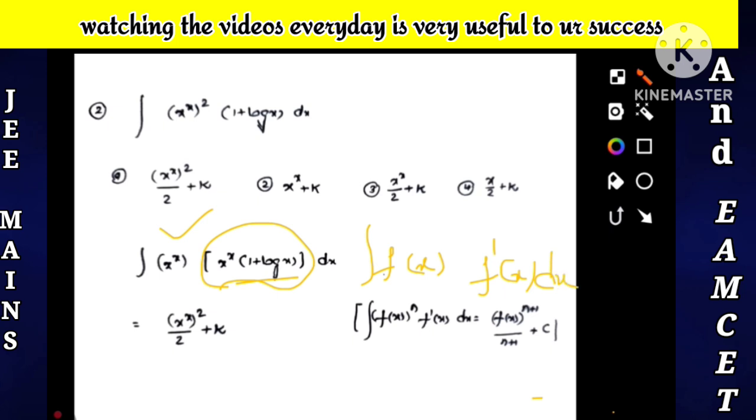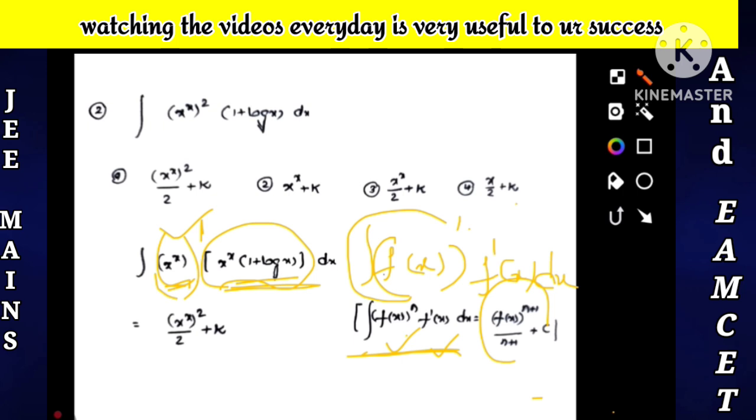So f of x means this f of x whole power 1. There is no power value here, so I am taking x power x whole power 1 into x power x into (1 plus log x). Clearly this is in the form of (f of x) whole power n into f dash of x. But what is the n value here? n is equal to 1. And what is the formula? Answer is equal to (f of x) power n plus 1 by n plus 1.